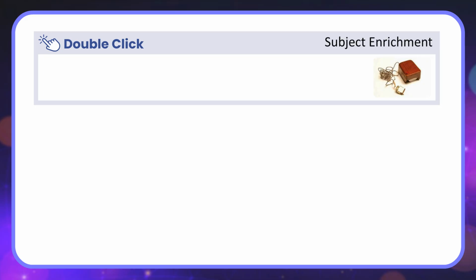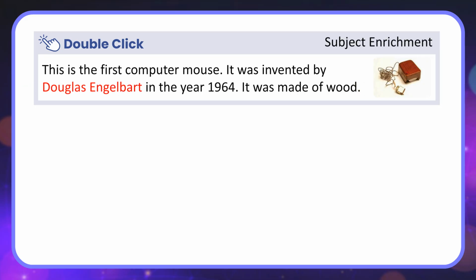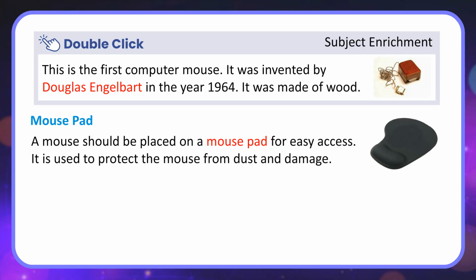Subject enrichment. This is the first computer mouse. It was invented by Douglas Engelbart in the year 1964. It was made of wood. Mouse pad. A mouse should be placed on a mouse pad for easy access. It is used to protect the mouse from dust and damage.